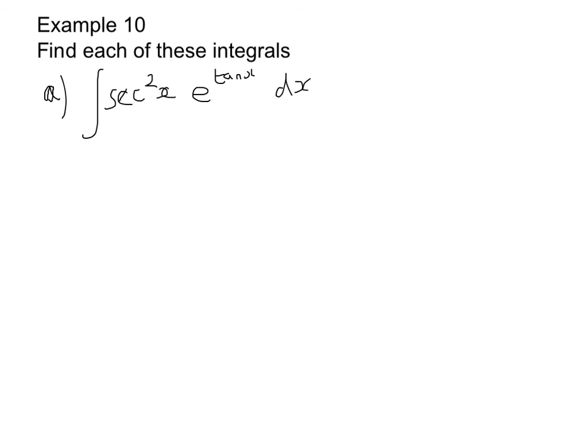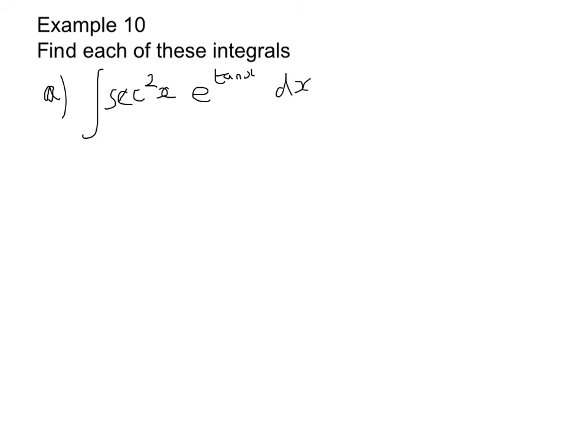On example 10, page 85, we're asked to find these integrals, starting off with this one I've shown here. Now this might look really disgusting and much too complicated to integrate. But what we can notice is that here you've got tan x, and I know that if I differentiate tan x, I get sec squared x. So it's looking quite good.